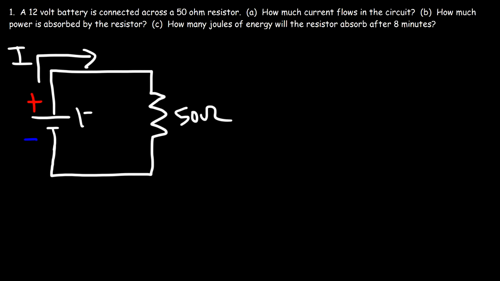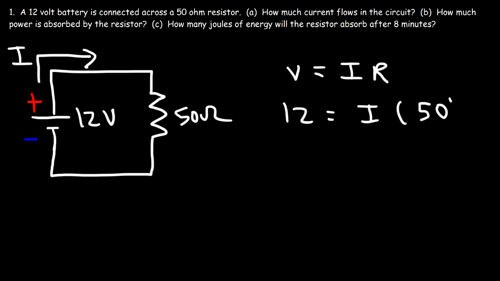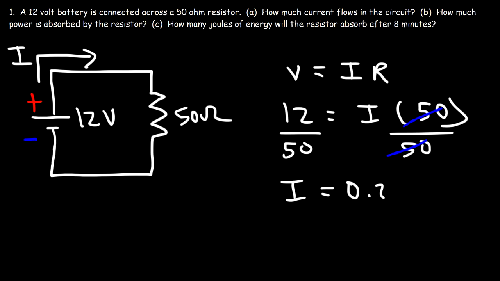And the voltage is 12 volts. To calculate the current, we can use Ohm's law, V equals IR. So the voltage is 12, the resistance is 50, and to solve for I, we need to get it by itself, so we could divide both sides by 50. So therefore, it's going to be 12 divided by 50, which is 0.24. And so the current flowing in a circuit is 0.24 amps, which I'm going to write over here.